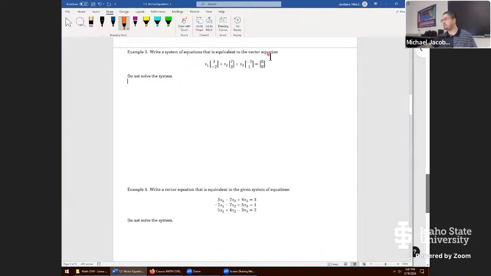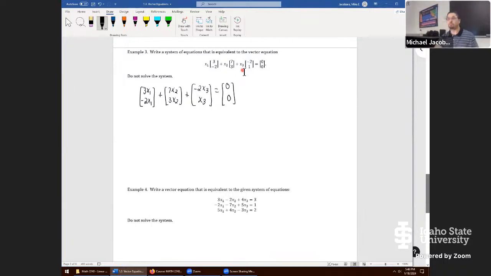Example 3 says, write a system of equations equivalent to that vector equation. And if we're not sure exactly what that system will look like, some folks might already know, but you could just rescale everything. Here, this is a scalar multiplication, x1 times that vector. Rescale it, and it's 3x1, -2x1. And keep on going down the line, rescale 7, 3 as a vector by the scalar x2. I'll get plus 7x2, 3x2. Down the line on the next one, we're going to get -2x3, 1 times x3, so just x3. And it's set equal to 0, 0. So that was our scalar multiplication step.